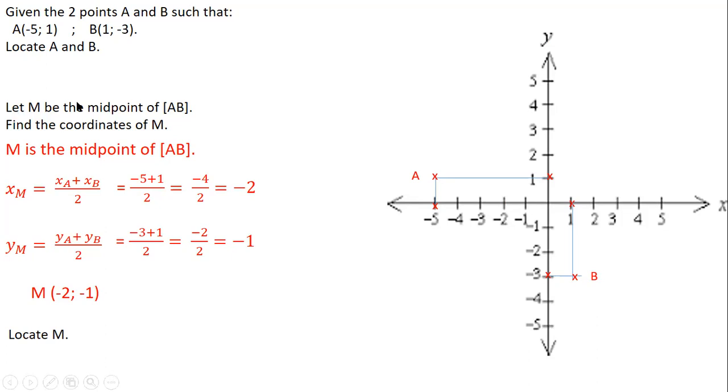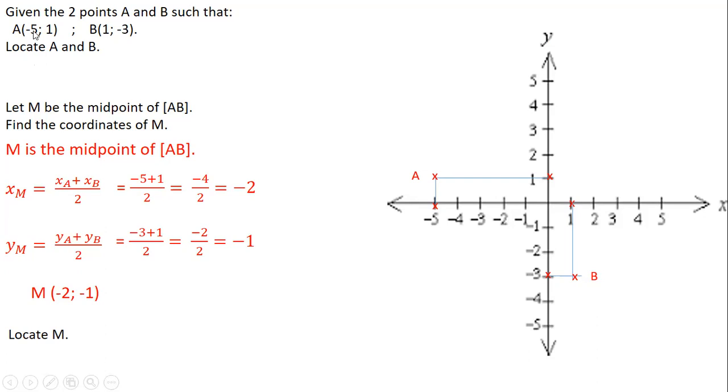Now, let M be the midpoint of segment AB. We should find the coordinates of M. So he is telling me that the midpoint of segment AB is called M. We start like this. M is the midpoint of segment AB. So what does the rule say? XM, or the abscissa of M, is equal to the abscissa of A, which is the first point, plus the abscissa of B, the second point, over 2.